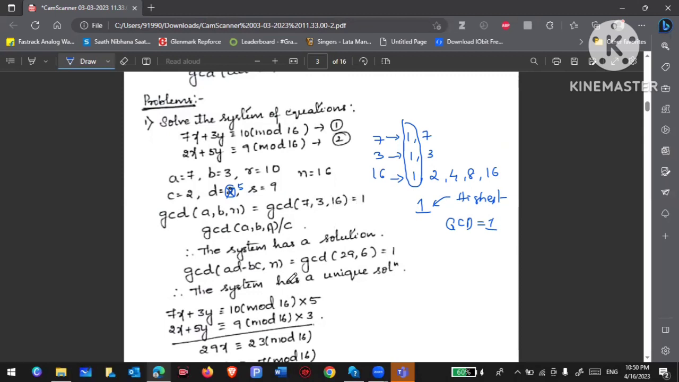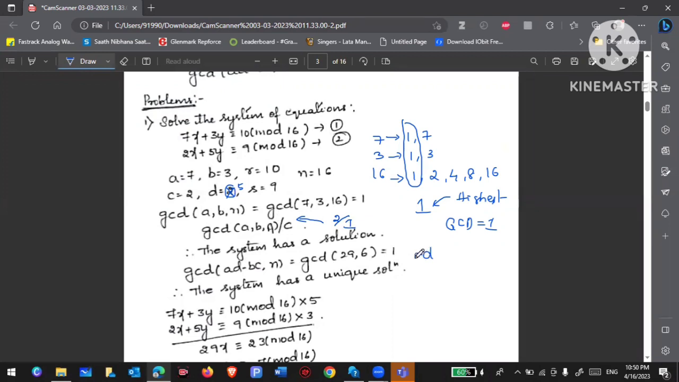And c value we have as 2. This means 2 is completely divisible by 1: the GCD value we have written here, the c value here. So 2 is completely divisible by 1. Therefore we'll write: the system has a solution. Once the system has a solution, we will find the GCD of ad minus bc. Now what is a? a is 7.